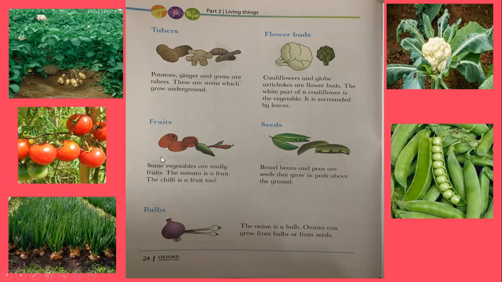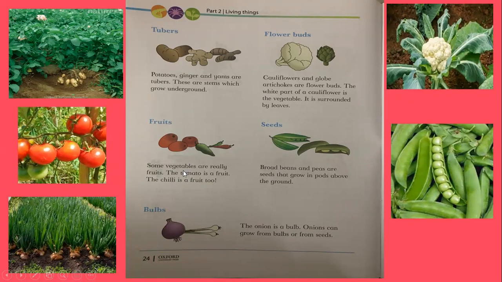Okay, now fruits. Look, why are fruits here? Some vegetables are really fruits. What are these? Tomato is a fruit. The chili is a fruit. Why do we call them fruit? I will tell you on the next page.